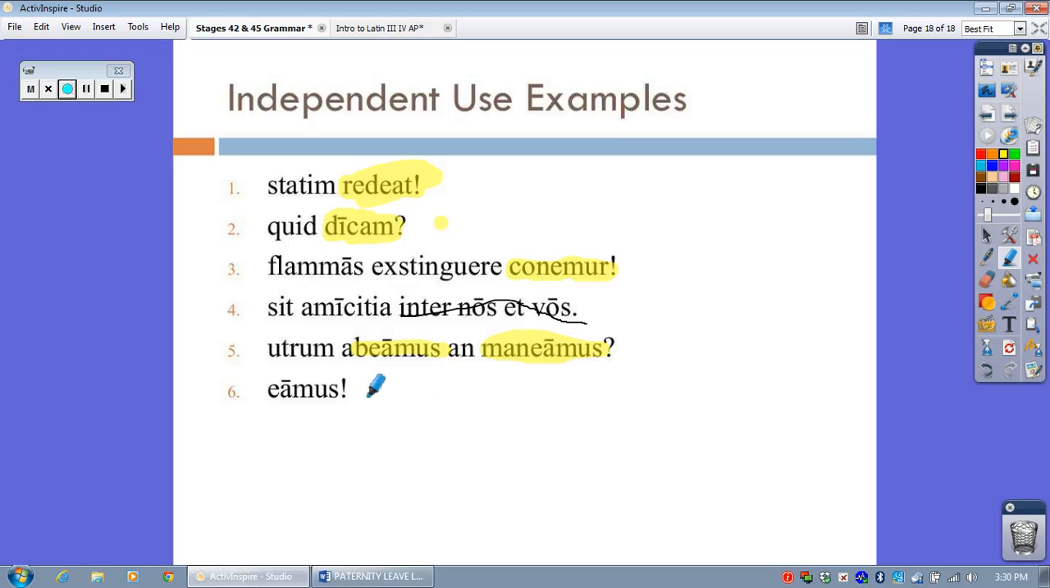And then finally, eamus. Wow, that's it. That's the entire sentence. One word. Eamus. It's a verb. It happens to be subjunctive, present tense. Mus means we. So is it hortatory, jussive, or deliberative question? I think by now you all guessed. It is hortatory, first person. Let us go. That's right.